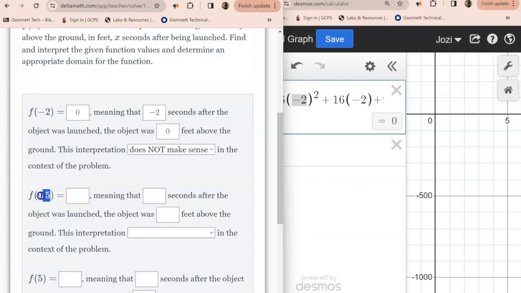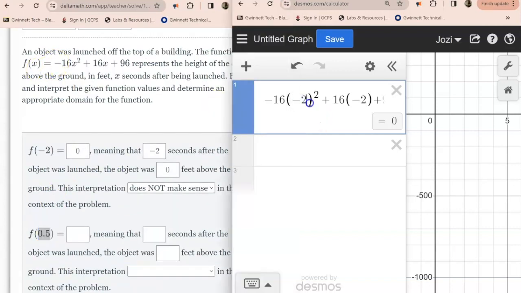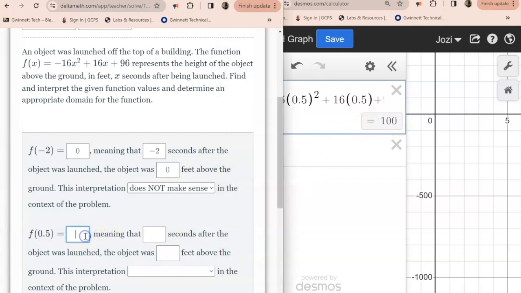All right, let's go ahead and do 0.5. So that means everywhere I see an x, I'm putting 0.5. So I don't even have to change anything. I'm just going to come right here and put 0.5 everywhere I had an x before. Now it's 100. So what does this mean? At 0.5 seconds, I'm at 100 height. So this is equal to 100, right? Meaning that after 0.5 seconds, after the object is launched, the object was 100 feet above the ground.